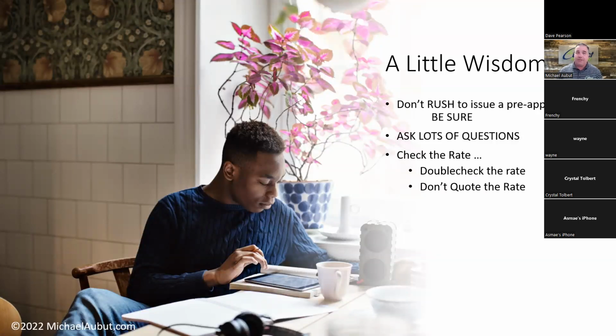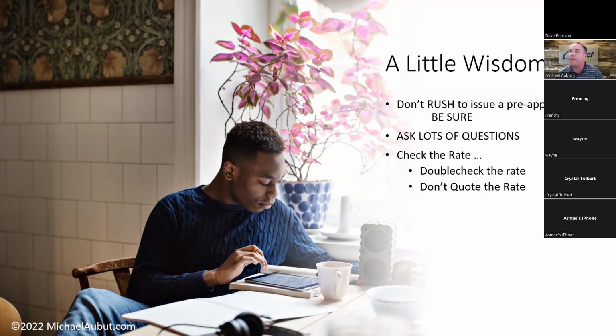So, we can't lock a rate without a property. I don't like to lock the rate without an appraisal personally. But we do in this environment. I locked rates today because for those of you who don't know, today we had a little bit of turbulence in the bond market.